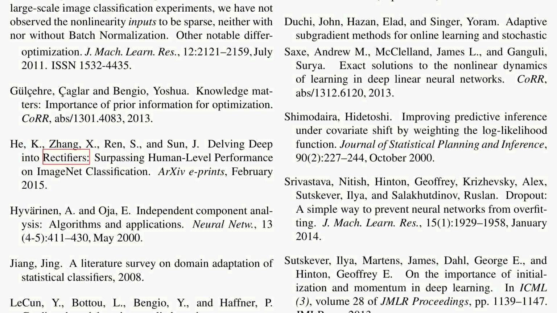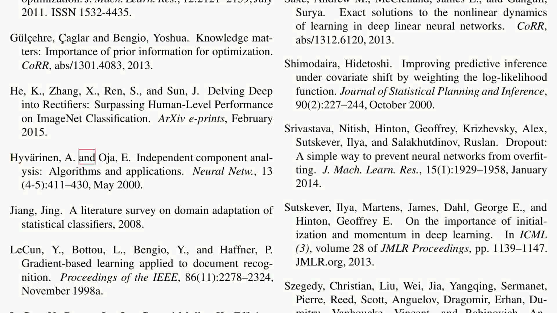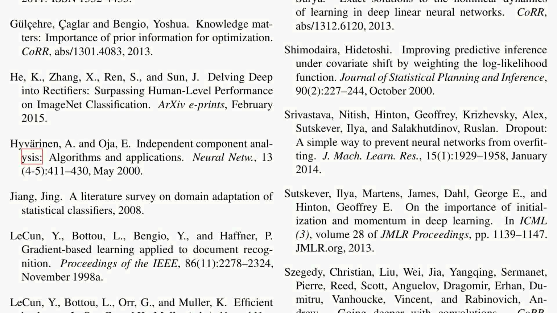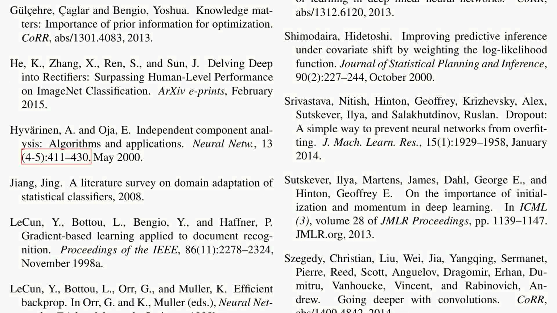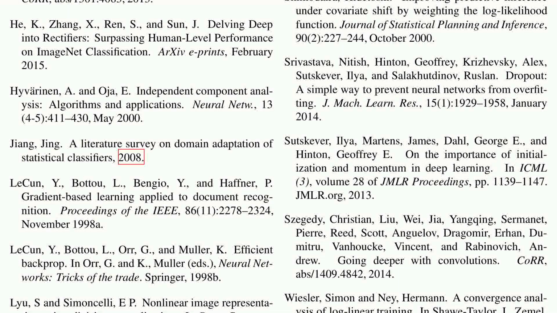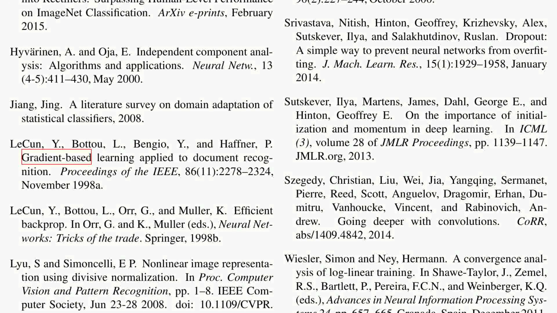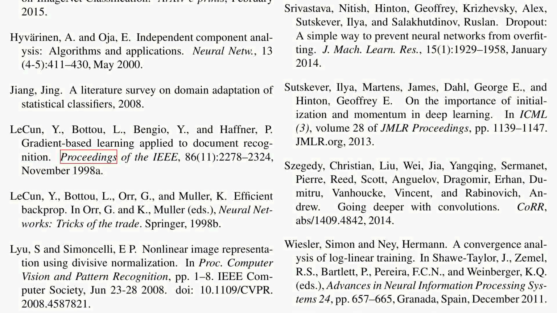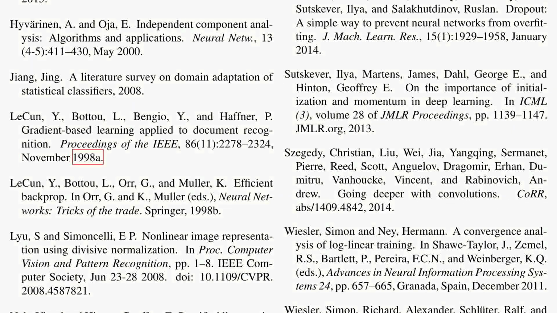Delving Deep into Rectifiers: Surpassing Human-Level Performance on ImageNet Classification. arXiv preprint, February 2015. Hyvarinen, A., and Oja, E. Independent Component Analysis: Algorithms and Applications. Neural Networks, 13(4-5):411-430, May 2000. Jiang, Jing. A Literature Survey on Domain Adaptation of Statistical Classifiers, 2008. LeCun, Y., Bottou, L., Bengio, Y., and Haffner, P. Gradient-Based Learning Applied to Document Recognition. Proceedings of the IEEE, 86(11):2278-2324, November 1998.